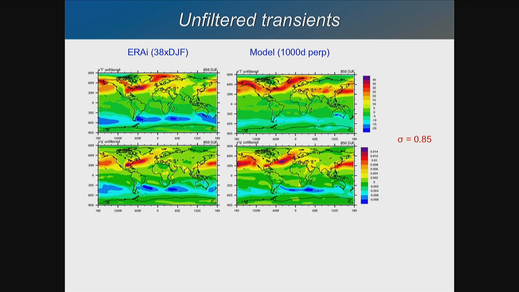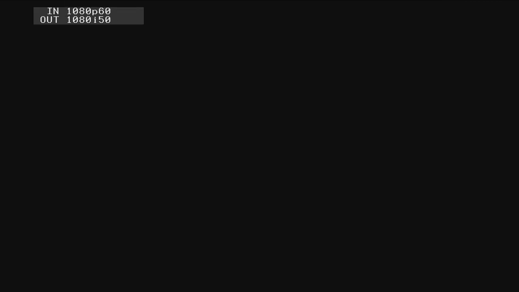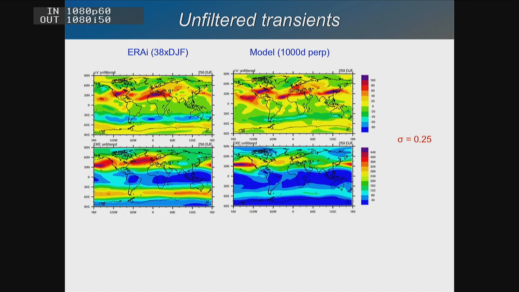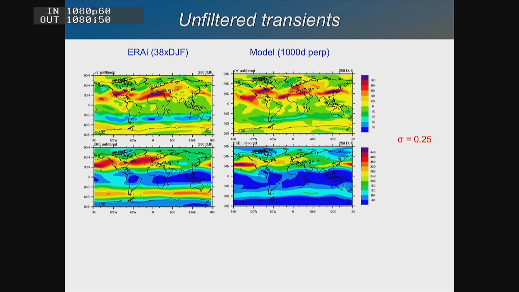I should have said, this is low level, 850 millibar V'T'. So it's meridional heat flux, temperature flux. And this is V'Q', the moisture flux, right? So we've got the storm tracks in the right places. This is unfiltered, remember. It seems to be a bit weak in the southern hemisphere in the northern winter, and it is very weak on eddy kinetic energy, especially in the southern hemisphere. This is the momentum flux. You can see that convergent momentum flux at the storm track exit there. It's getting that. This is eddy kinetic energy. It's getting it well located, okay, but weak.